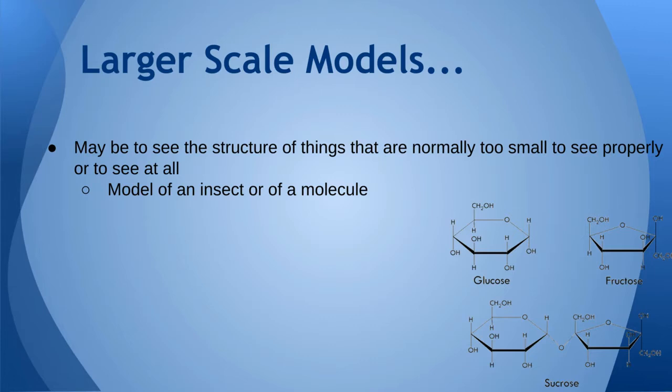Large scale models may be used to see structures that are normally too small to be seen properly or seen at all. For example, a model of an insect or a molecule, or in this case, I put different types of sugars, glucose, fructose, and sucrose, to see what those look like, because clearly you can't see atoms of oxygen, hydrogen, and carbon bonded together.